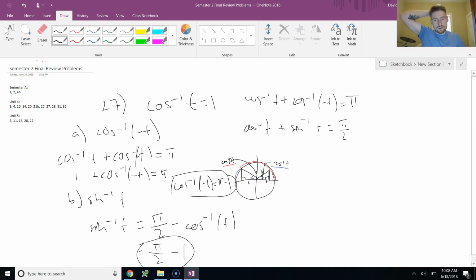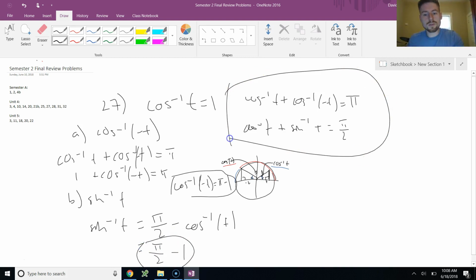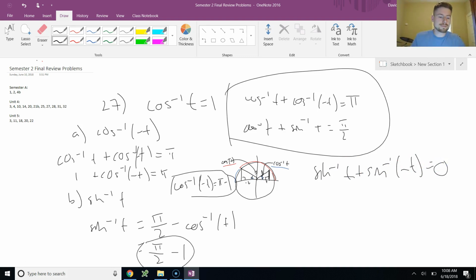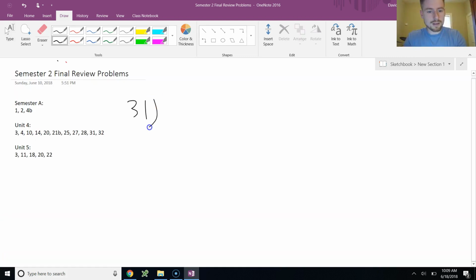Okay, so having those formulas is helpful, and just remembering why that's the case is useful as well. There's the third formula: sine inverse of t plus sine inverse of negative t equals 0. So those are negatives of each other. Okay, I'm going to skip 28 because you can use those same formulas that I showed in the last question to solve that problem as well.